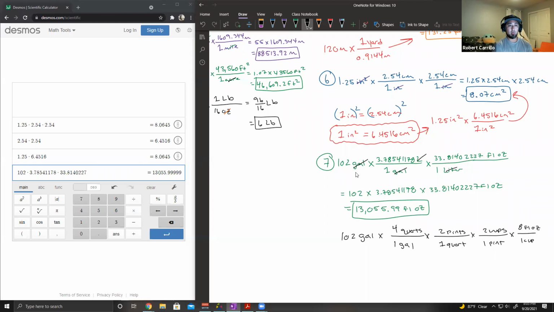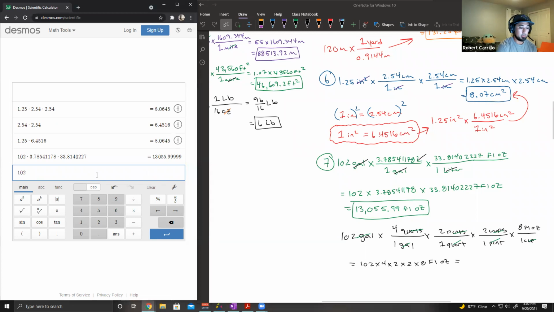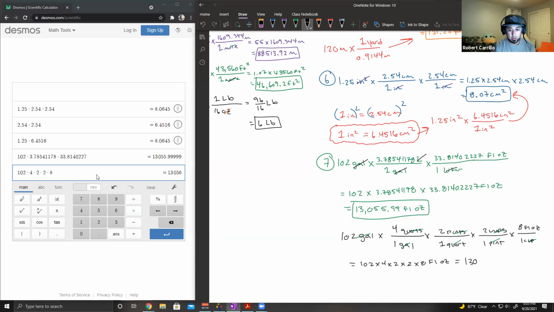Okay, so there's nothing but ones down there. So that would cancel, cancel, cancel, and we would have 102 times 4 times 2 times 2 times 8 fluid ounces. And let's see. 102 times 4 times 2 times 2 times 8. And look at that, 13,056 fluid ounces. So yeah, if we round that up, we would have the same one.